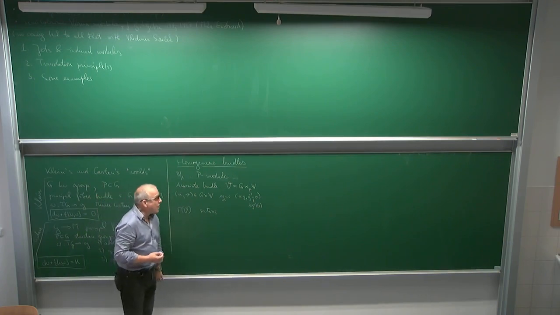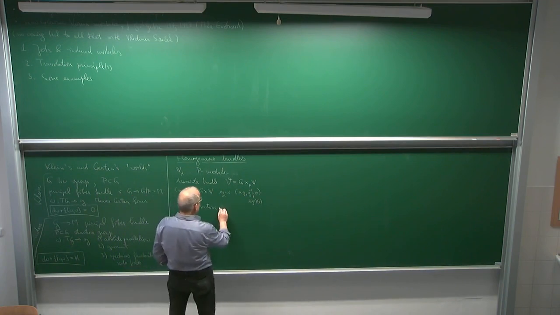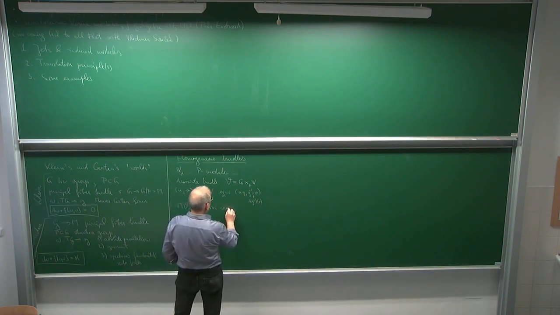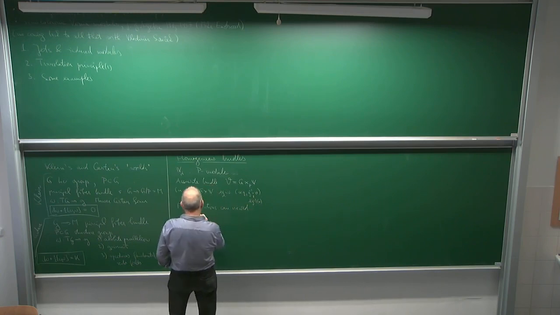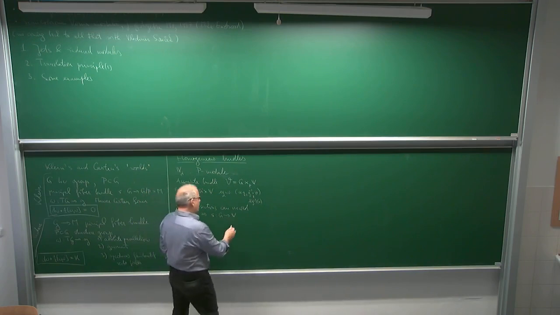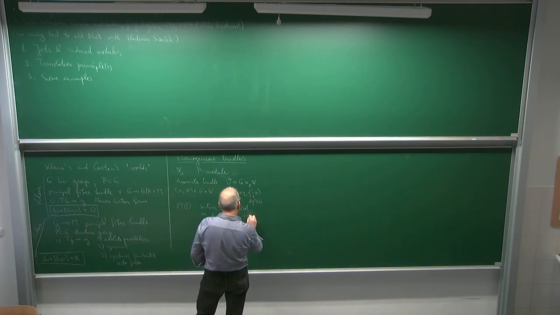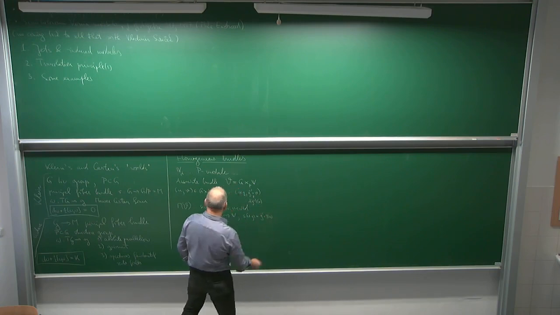And what is the action? So actually, the sections can be viewed as mappings S from G to V, having the property that S(u·g) equals g⁻¹ acting on S(u).